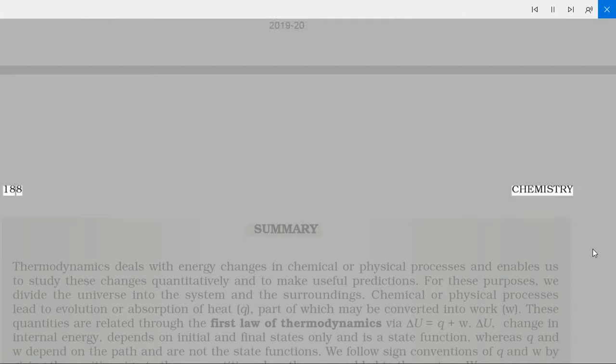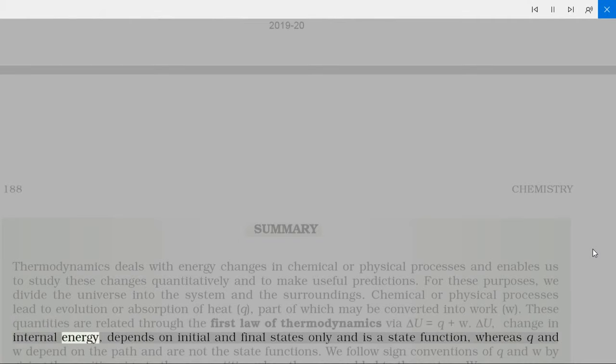Chemistry 188. Summary: Thermodynamics deals with energy changes in chemical or physical processes and enables us to study these changes quantitatively and to make useful predictions. For these purposes, we divide the universe into the system and the surroundings. Chemical or physical processes lead to evolution or absorption of heat, q, part of which may be converted into work, w. These quantities are related through the first law of thermodynamics via ΔU = q + w.